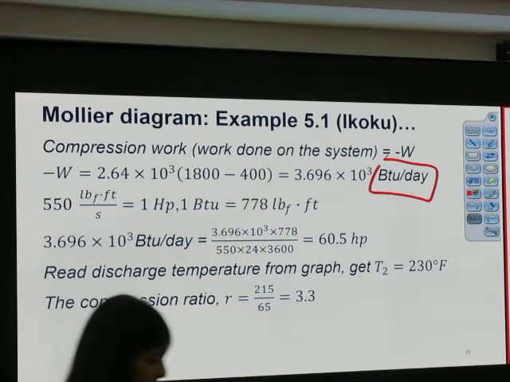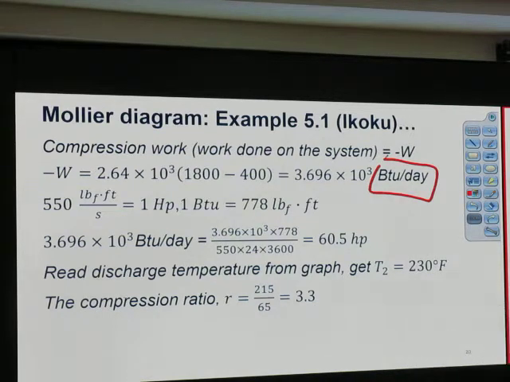BTU per day, that is the compression work. What is the equivalent unit of BTU per day in SI? Okay, next, what's your name, sir? Mr. Stark? Yes. Okay, Mr. Stark, what is the equivalent unit in SI for BTU per day? Watts. Correct. It's watt.